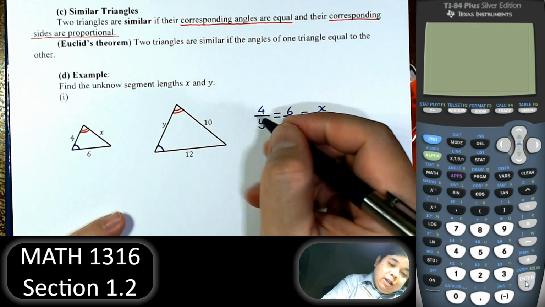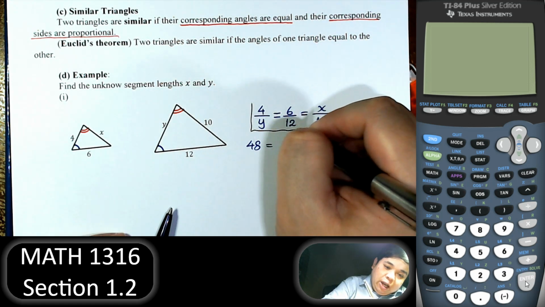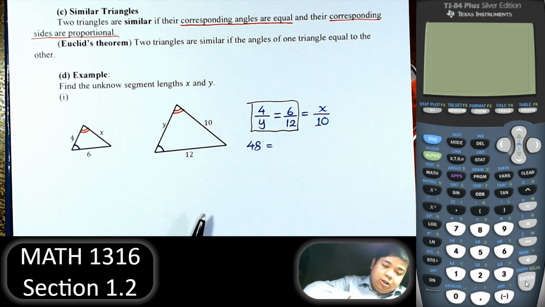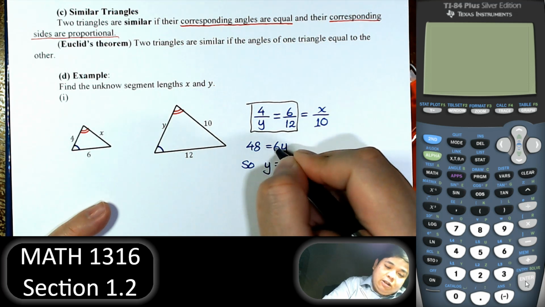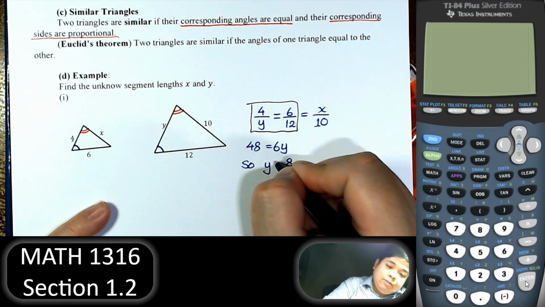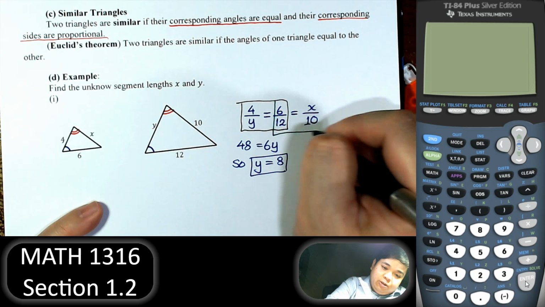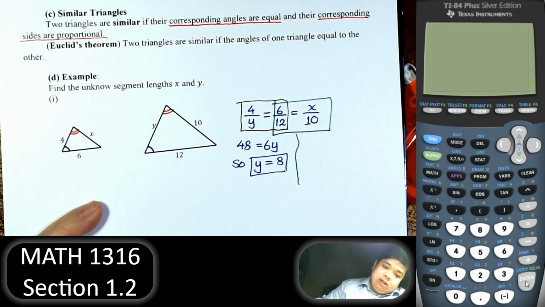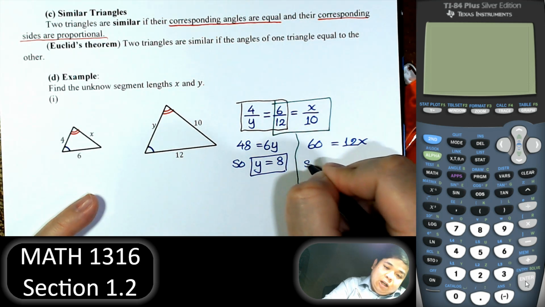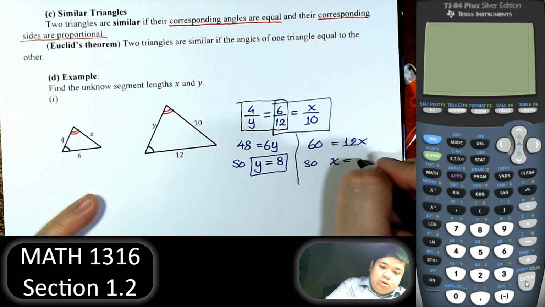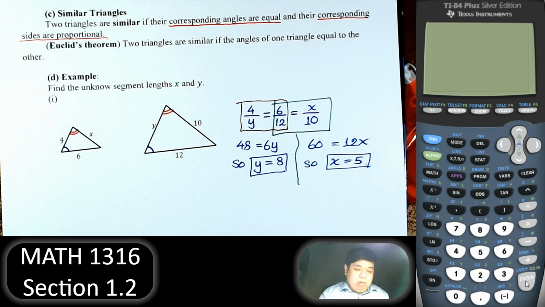Cross multiply, we have 48 equal to 6y. So y equals 8, dividing by 6 on both sides. Now if we take this ratio and cross multiply, we have 60 equal to 12x. So to solve for x, 60 divided by 12 is 5. So x is 5 and y is 8. So that's based on similar right triangles.